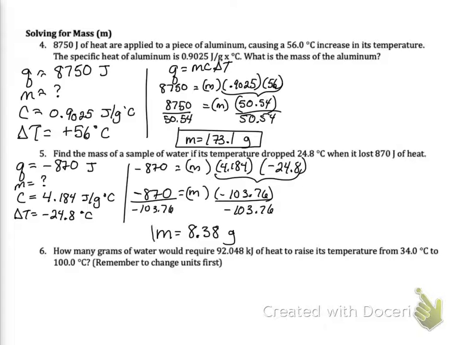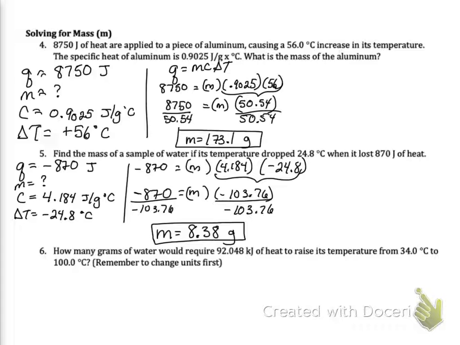grams. If you ended up with a mass that was a negative number, you probably didn't have a negative sign for losing the temperature or a negative sign for losing the energy. If that happens, you can't have a negative mass, so you know to look back and find where your error was.